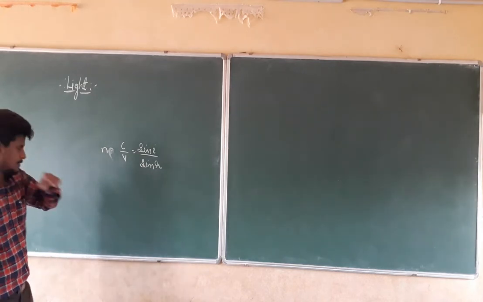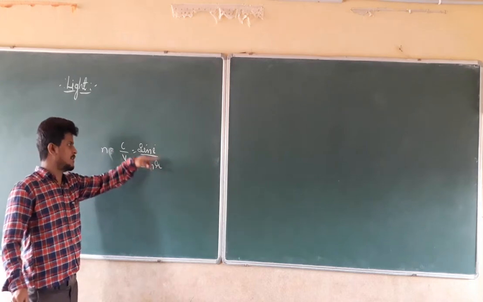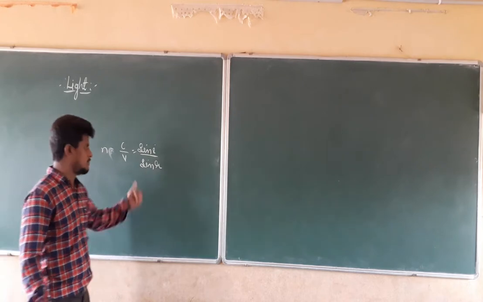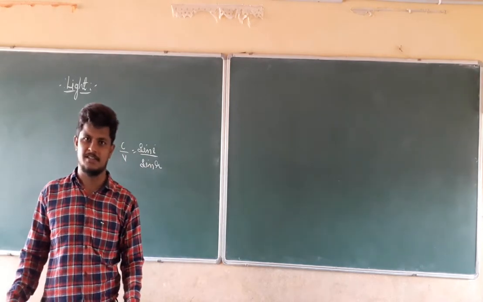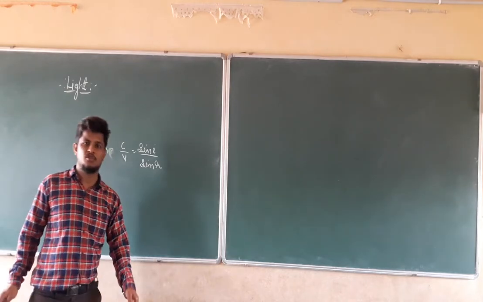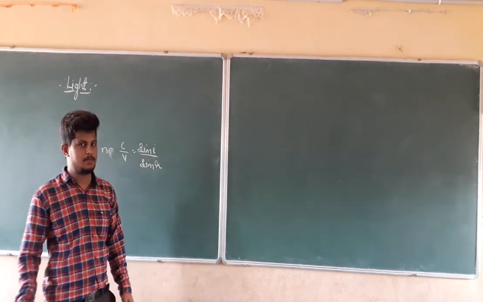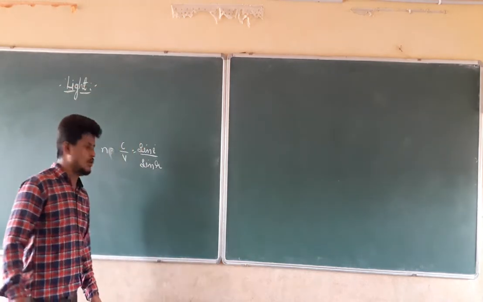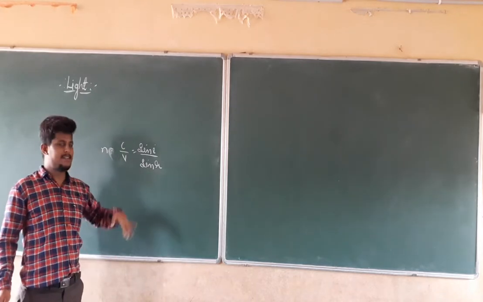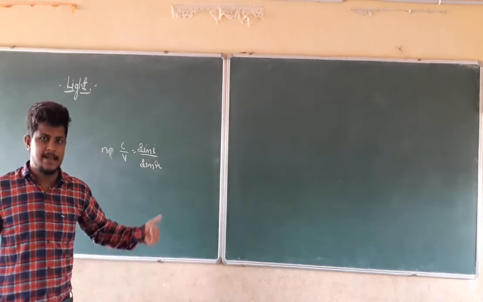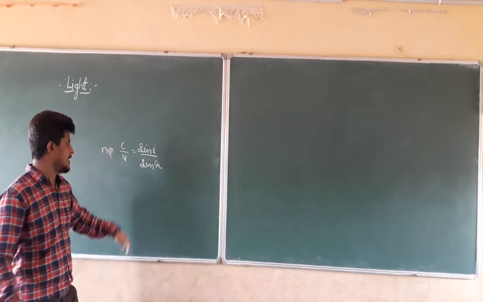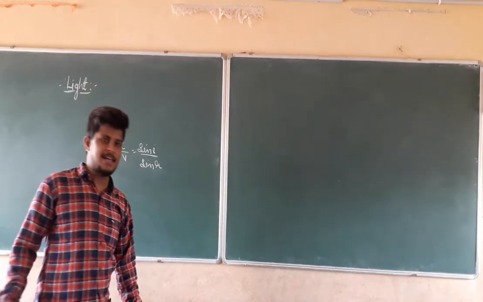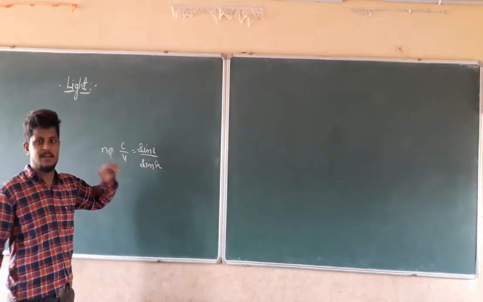I told you that we are going to solve numericals based on this relation. But to solve for sin i divided by sin r, we need a basic idea of trigonometric functions, that is, the values of sin 0, sin 30, sin 45, sin 60, sin 90. That is not yet covered in mathematics. After you have studied trigonometry in mathematics, I am going to solve questions based on sin i divided by sin r.